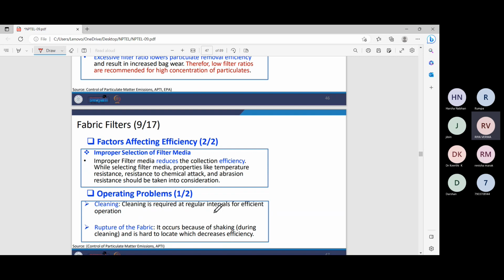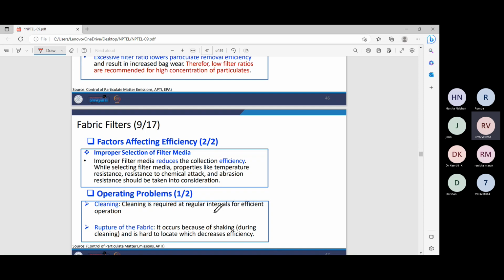Because it's possible that we are using a cloth, like a cotton cloth filter, and the particles are quite abrasive in nature, the bag may tear apart, and that's why the filtration mechanism may get hindered. So the first operating problem is cleaning. In this process, cleaning is required at regular intervals because of the cake formation.